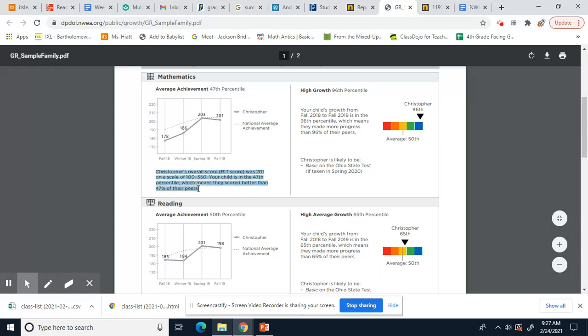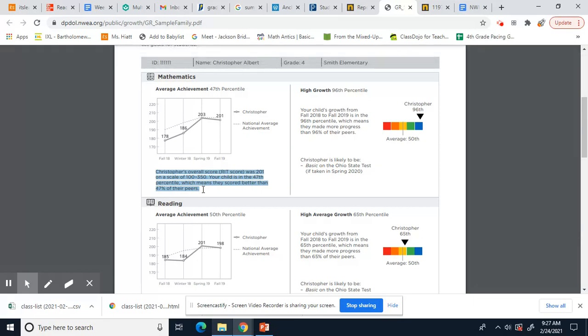If you read this little paragraph down here, it says that their overall score was a 201 on a scale of 100 to 350. That gives you an idea that they're in the 47th percentile, which means they scored better than 47% of their peers. So that child would be right there in the middle, right where we want them, right on average. That's the most important thing to look at.